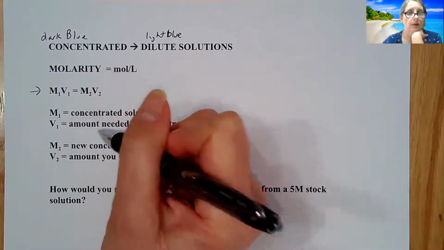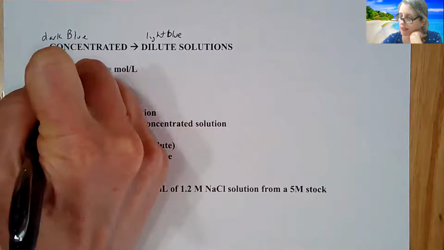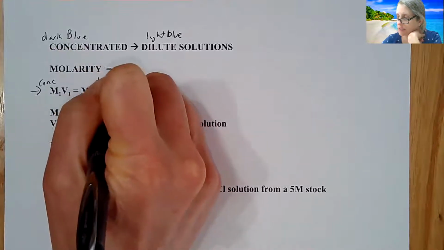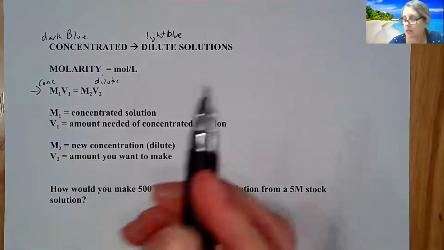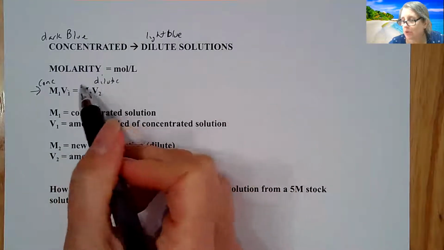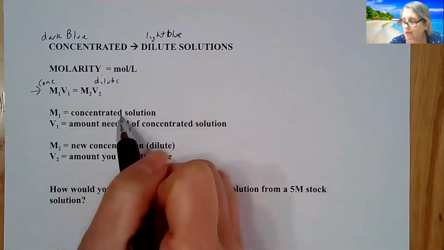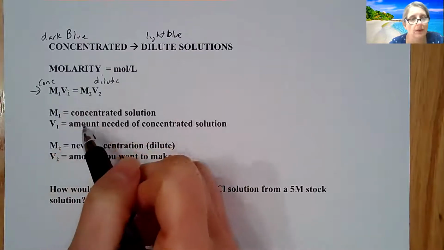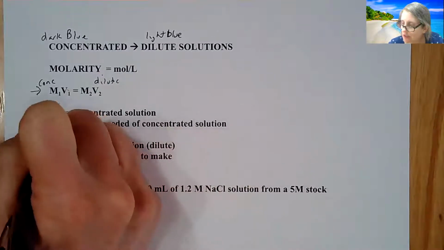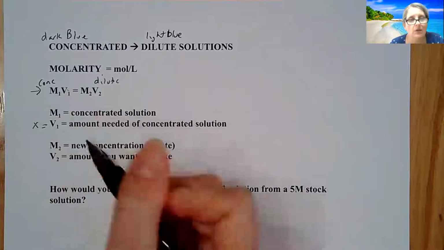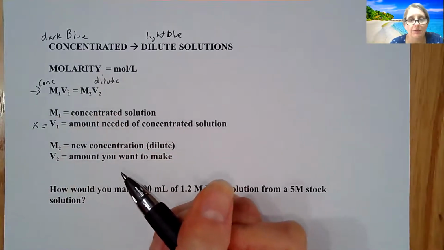So molarity 1 is going to be the concentrated side, and this is going to be the dilute side. It really doesn't matter how you set it up, but just to keep it straight, this will be the dark blue going to the lighter blue. So for the concentrated solution, what are you starting with? What is the volume you need of the concentrated solution? Usually that's going to be your X. That's going to be your unknown that you don't know and you're trying to find out.